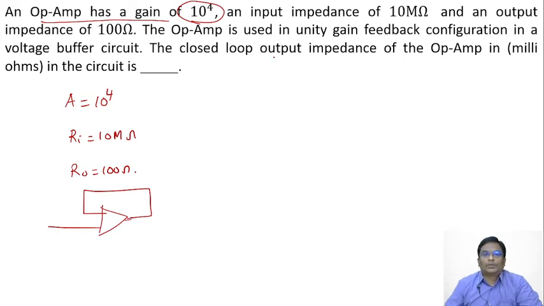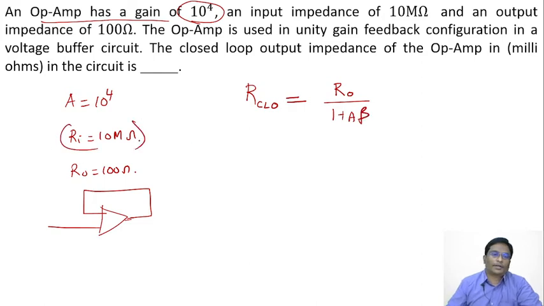The closed loop output impedance of the op-amp in milliohms is asked. They given the open loop output impedance, and they are asking the closed loop output impedance. What is the relation between open loop impedance and closed loop impedance? This is nothing but R naught by 1 plus A beta. And this data is not required here, redundant data. Here the open loop output impedance is given as 100.